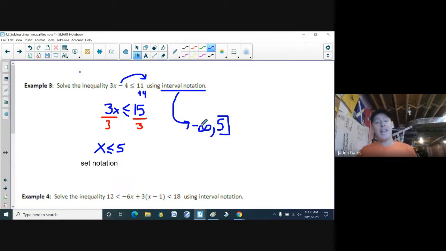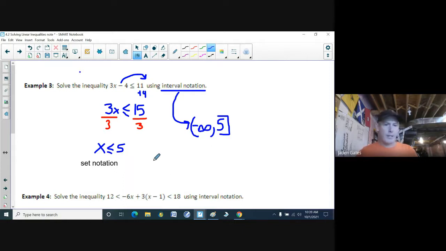Now, because negative infinity and infinity aren't numbers, you can't have them. And so I go a round bracket to say that they are, I guess, in terms of our number line, open circle. Because you can't have negative infinity. It's not a number. It's more of a theology, if you will. All right, so that's interval notation, and there is set notation. Two different notations going on there.